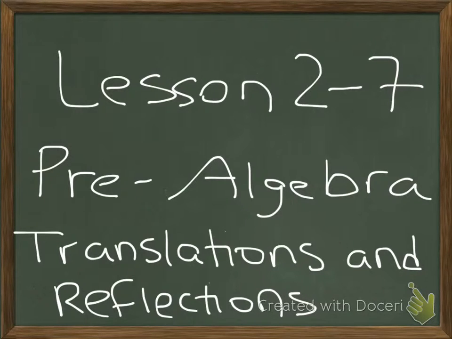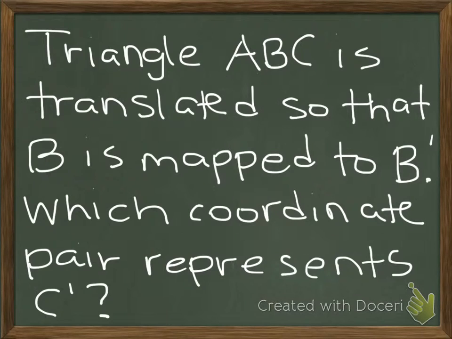Today we're looking at Lesson 2.7, which is on translations and reflections on the coordinate plane. There is a lot of vocabulary for this lesson, and there are also some key concepts, so I would encourage you to turn to page 103 in your textbook to follow along, and I'll try and explain it also.